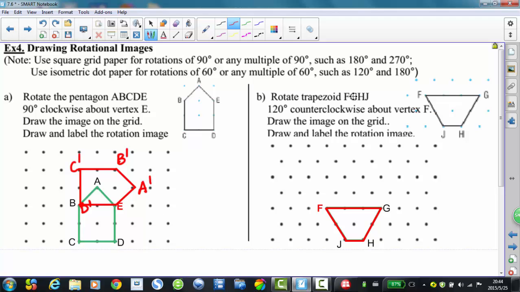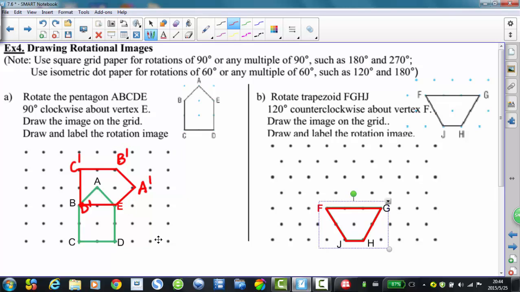Let's rotate the trapezoid FGHJ 120 degrees counterclockwise about the vertex F. Draw the image on the grid. Draw and label the rotation image. You will find those dots are different from those dots.